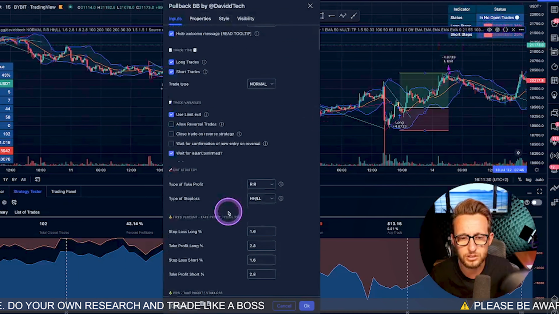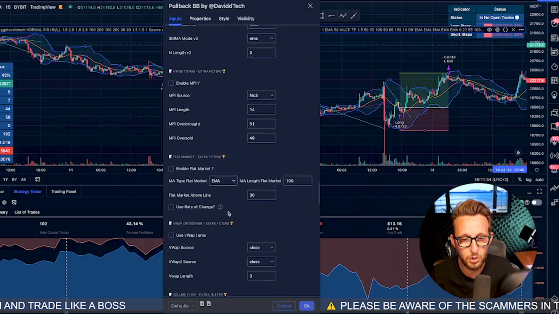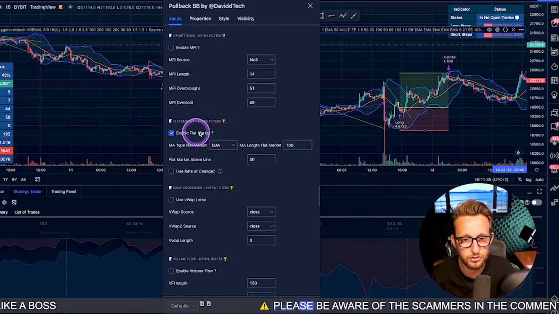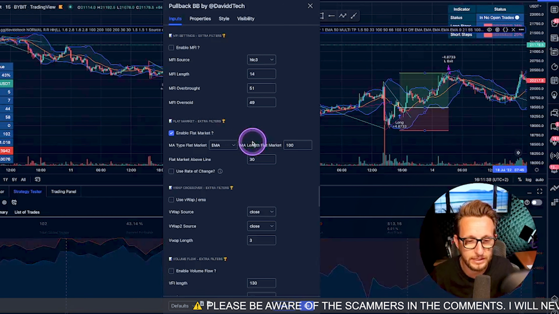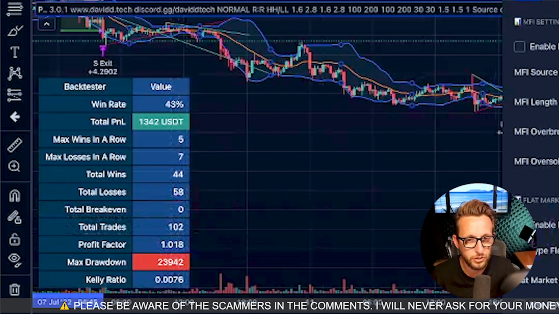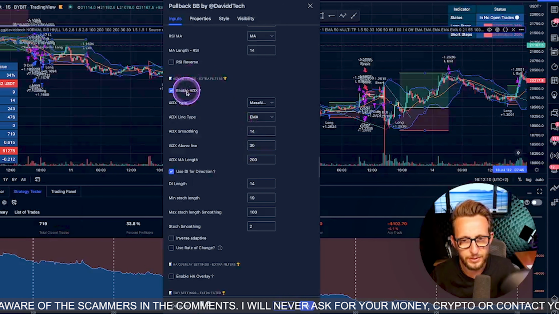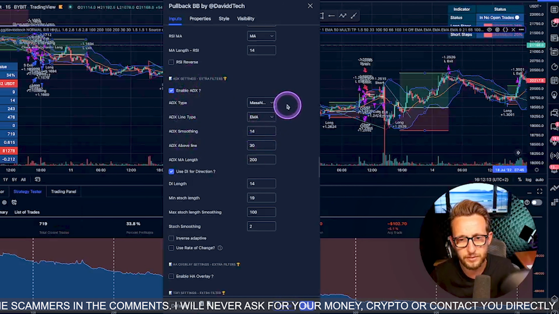Maybe if we went into here and added the ADX, or maybe took profits at multiple levels, that would make a difference. Let's try adding the flat market indicator to see if that would have made any difference at all. The problem is it's going to reduce our number of trades, so let's have a look anyway. That made it actually worse. Okay, I'm adding the ADX at the moment to see if that makes any difference.